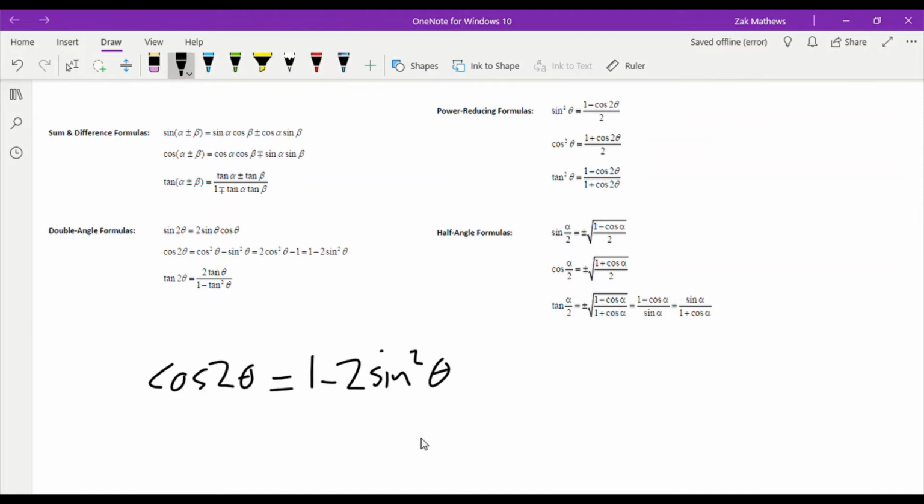I want to reduce the sine's exponent, meaning I want to get this sine squared by itself. If we think about how to do that, I'm going to subtract my 1 over. We'll have cosine 2 theta minus 1 is equal to negative 2 sine squared theta. And then I'm going to divide by the negative 2.